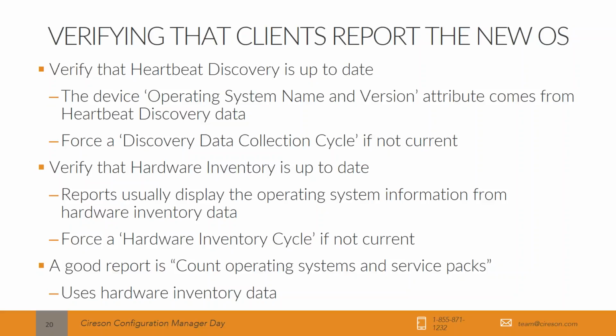And then it'll report its current operating system, which it gets from the query done with the Heartbeat Discovery. That'll be the operating system name and version attribute. If you want to do reports, the vast majority of your reports that display any operating system data get that information from hardware inventory. So you'd want to make sure your hardware inventory data is up to date. If not, go ahead and force a hardware inventory cycle. That will force the client to send in new hardware inventory data, which would include the new operating system.